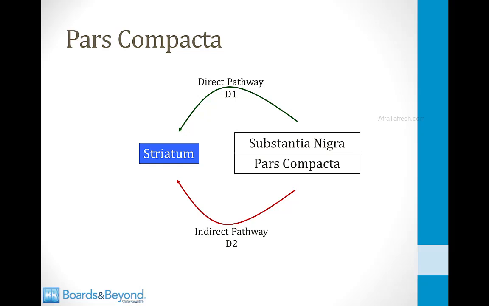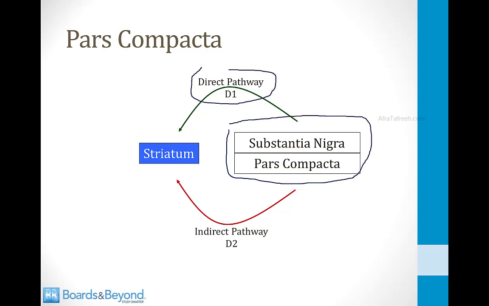So I find it easier to remember the modifier role of the pars compacta separately from the main actions of the direct and indirect pathway. And if you want to do that, you can just remember that the substantia nigra pars compacta modifies the direct pathway via dopamine and D1 receptors. It modifies the indirect pathway via dopamine and D2 receptors.